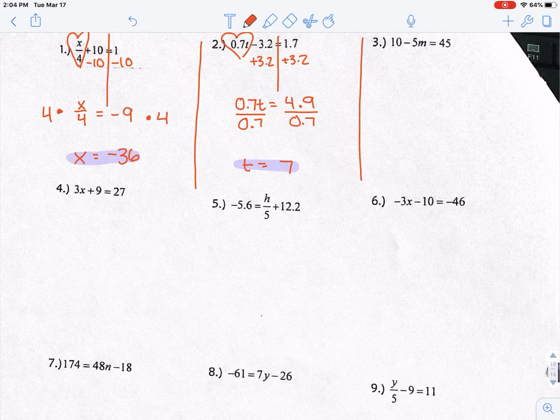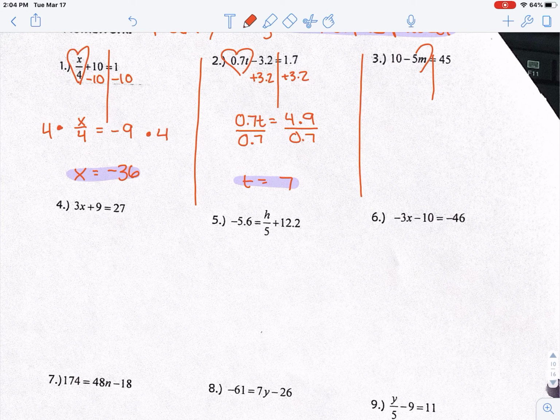So we are now on number 3. And again, we have 10 minus 5m is equal to 45. So we want to keep that minus 5m together, because that can't be separated. And we're technically doing 10 plus that negative 5m is equal to 45. So to get that 10 on the other side, remember, we're technically adding it, so to undo that, we're going to subtract it.